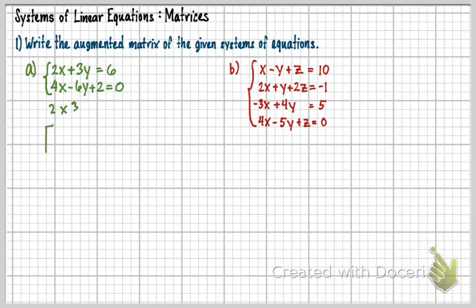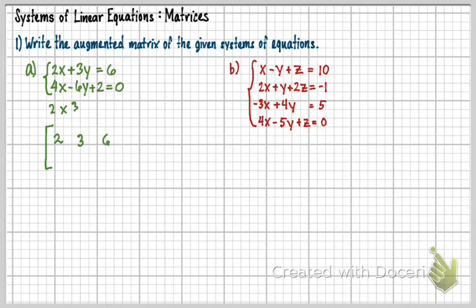And if we take a look at what that means here, I'm going to have the 2, and that's just the number in front of the x. And then my second entry is going to be 3, because that's my coefficient in front of my y. And then my last column is going to be this 6 here. So that's going to be in the third column.